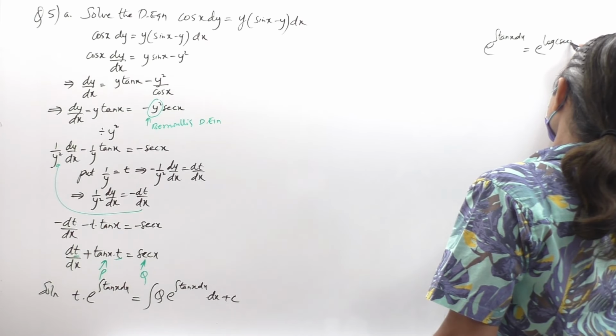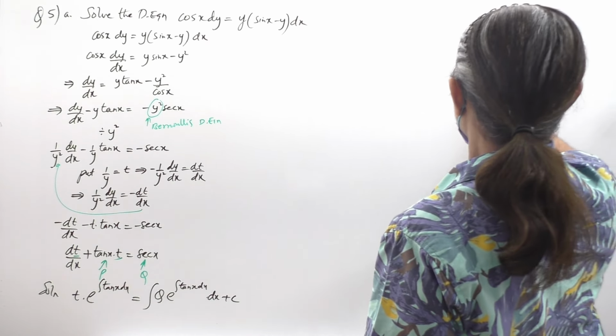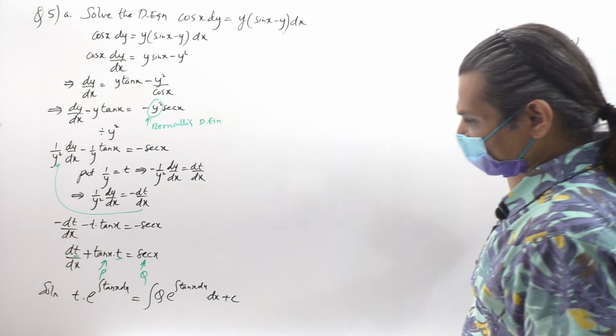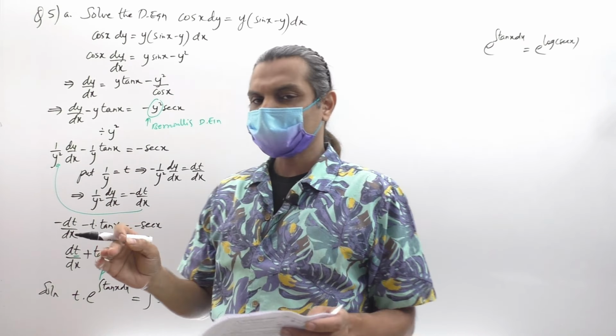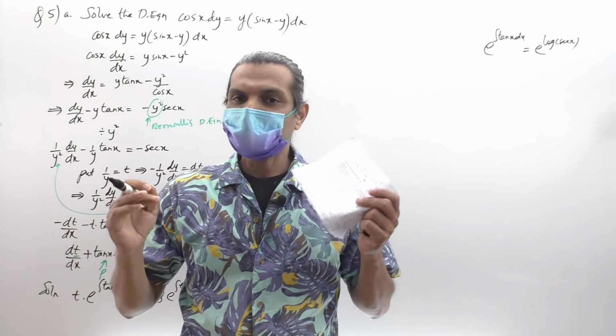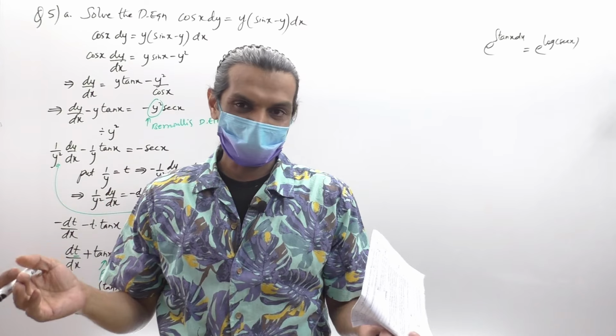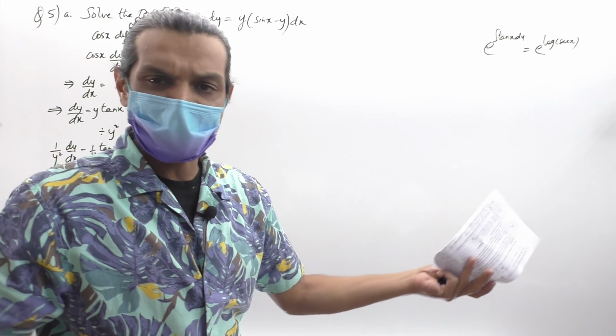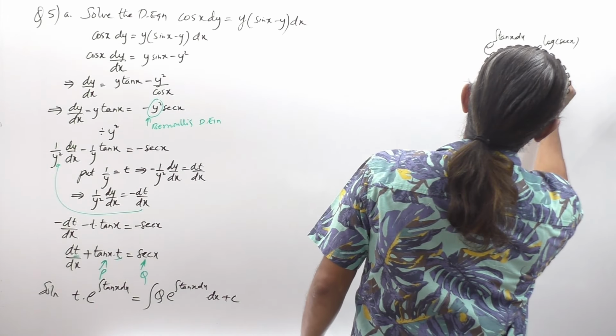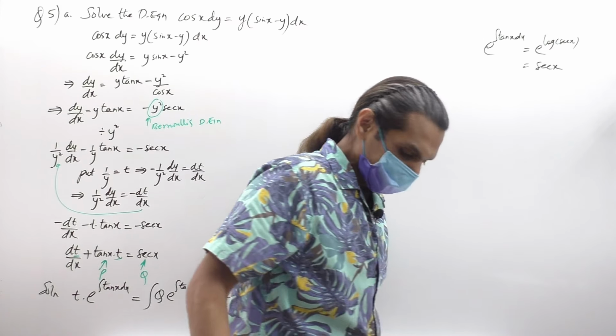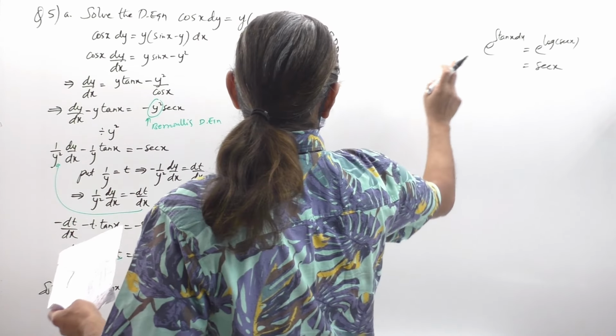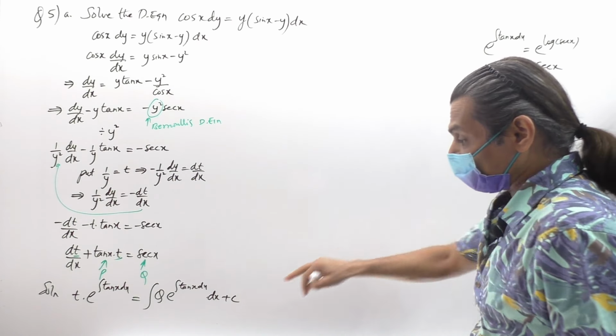And again, I discussed this also, a very important property: e raised to log of something is something. Say e raised to log x is x, e raised to log x square is x square. So e raised to log secant x will be secant x. That's it. This is secant x.